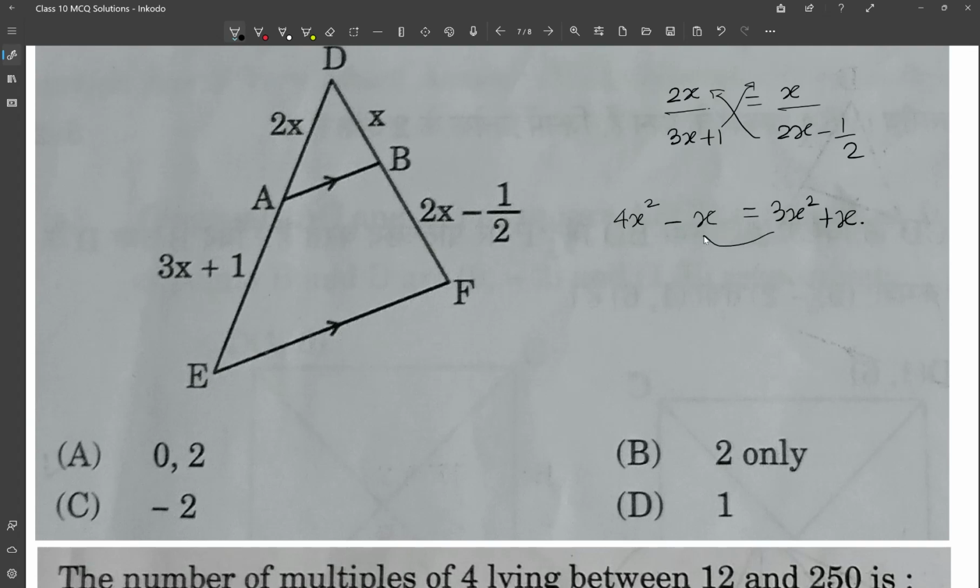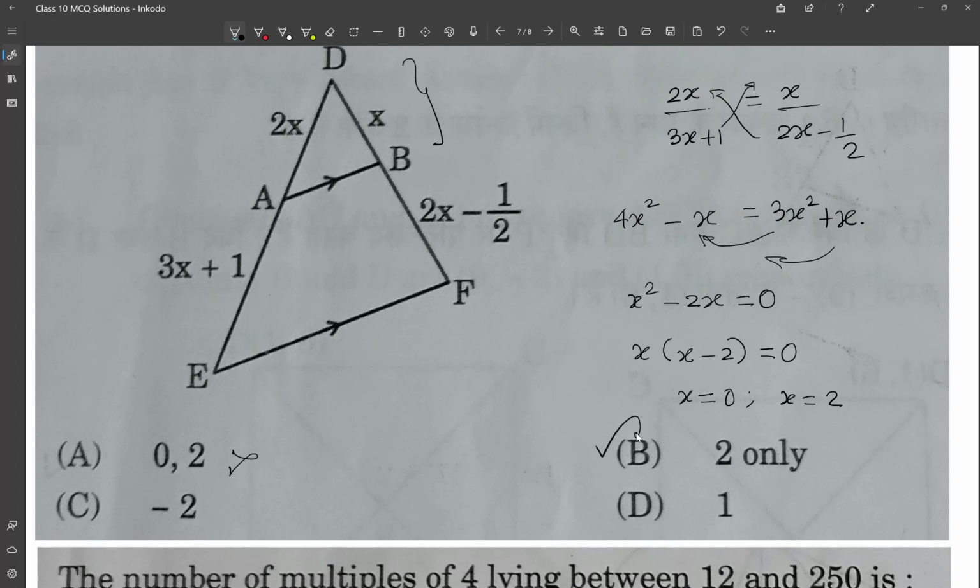So you now bring all the terms to the left hand side. So 4x square minus 3x square is x square minus 2x, and that is equal to 0. If you take x common out, that will be x into x minus 2, equal to 0. So x should be equal to 0 and x should be equal to 2. The catch here is x cannot be equal to 0. The line segment cannot have a 0 length to it. So 0 comma 2 is definitely not correct. Option B is the correct answer.